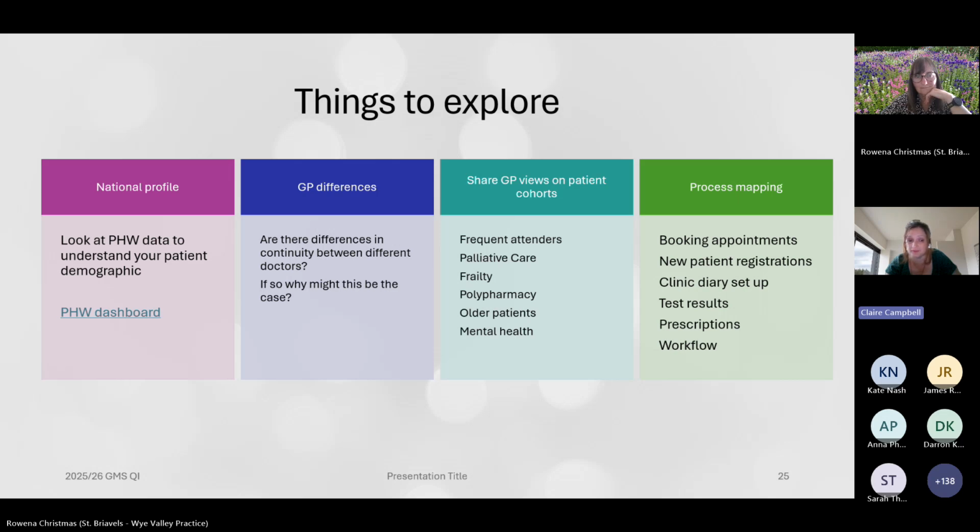Older patients: age on its own wouldn't be a good indicator for continuity of care. Some patients are really fit and resilient, but if you're using age, I'd combine that with another marker, such as patients who are housebound or care home residents.